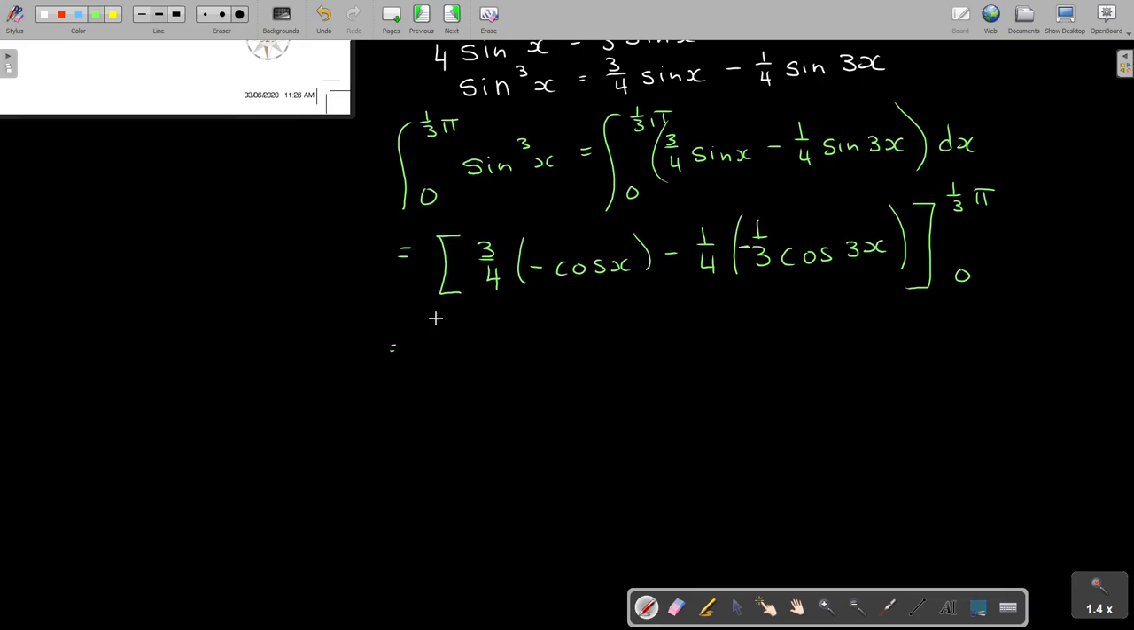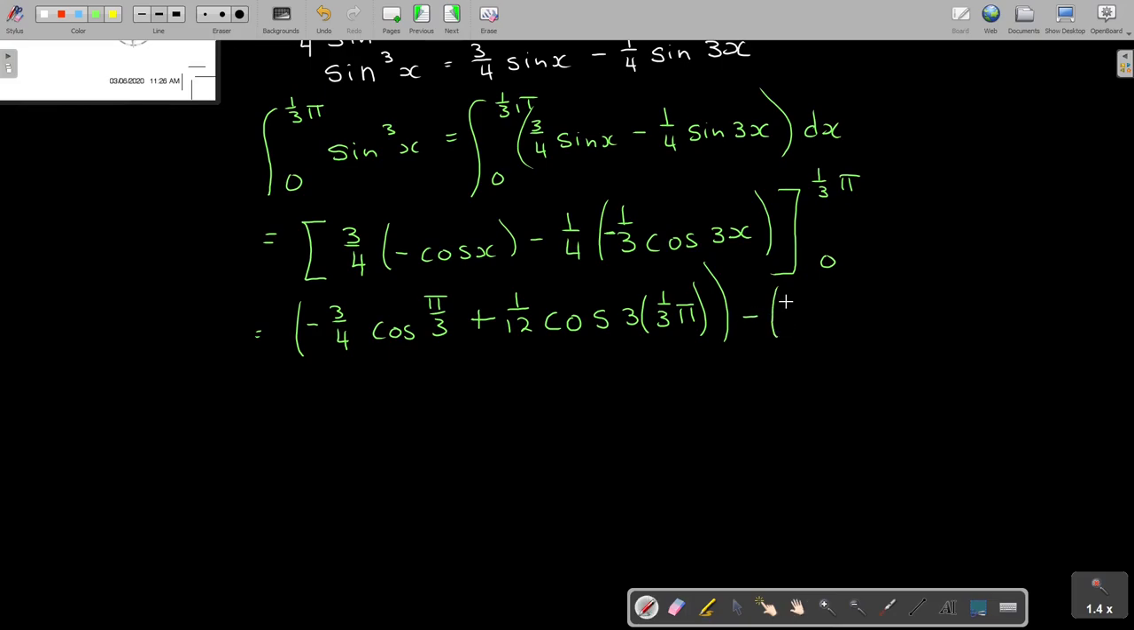So this is going to be negative 3 over 4, and it's cos pi over 3, plus 1 over 12. Sometimes I saw when I was practicing, I just write 2, so make sure that you write 12. Although you see it's 12, sometimes you just write 2, so just concentrate. So it's cos 3 times a third pi, minus, then it's negative: cos 0 plus 1 over 12 cos 3 times 0. So basically, I'm going to just simplify.